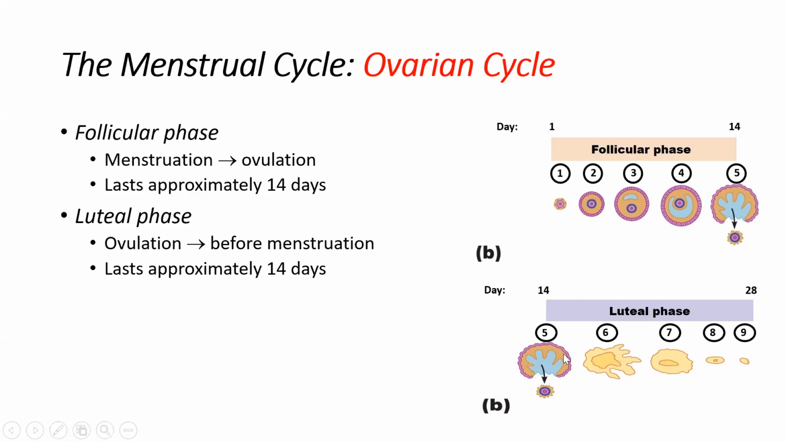We also have the development of the corpus luteum, and this is why this phase is called the luteal phase. So the corpus luteum is this structure, sometimes called the yellow body. That's what corpus luteum translates to, which takes over the production of hormones for the second half of the ovarian cycle, days 14 to 28, in preparation for implantation.